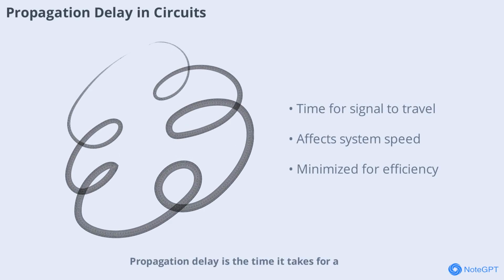Propagation delay is the time it takes for a signal to travel through a logic gate or circuit. This delay can affect how quickly a digital system responds to changes. Engineers work to minimize propagation delay to make circuits faster and more efficient. Understanding delay is important for designing high-speed electronics.